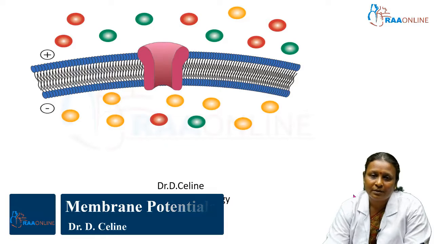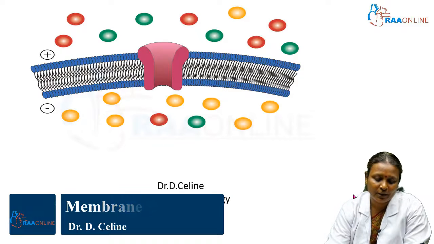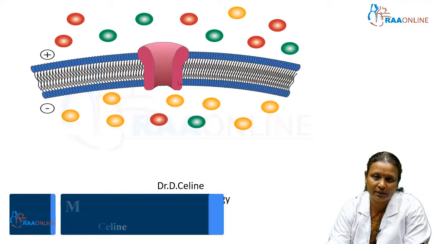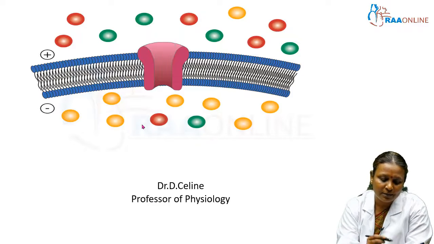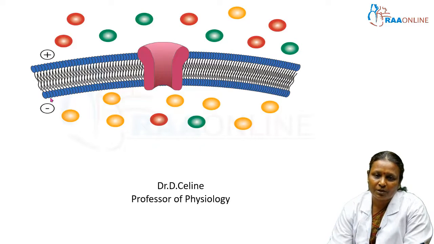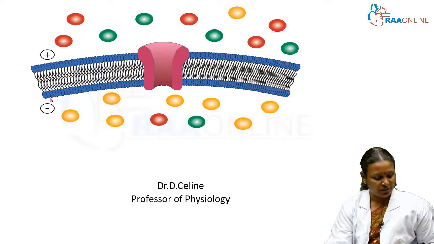Welcome back, students. What you see here is a lipid bilayer with the integral protein. You have the ions distributed on either side of the membrane. You can see a positive sign here and a negative sign here. The membrane is positive on one side and negative on the other side. So, today the topic is membrane potentials.